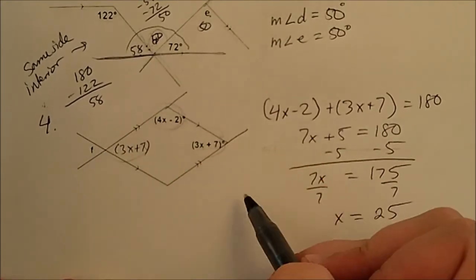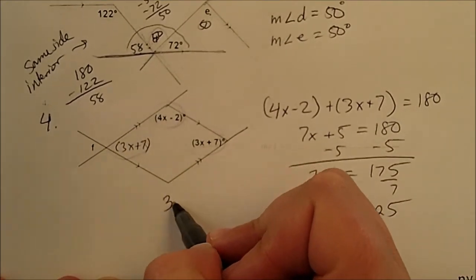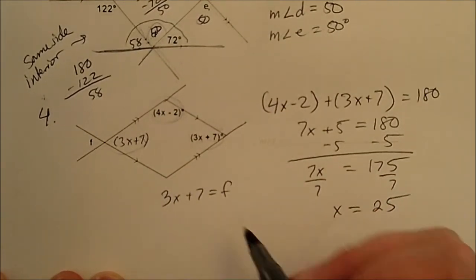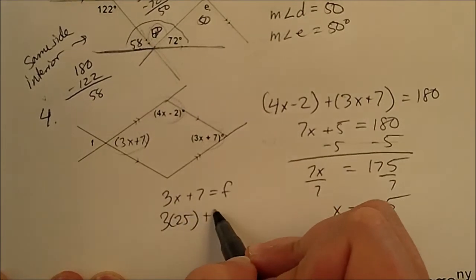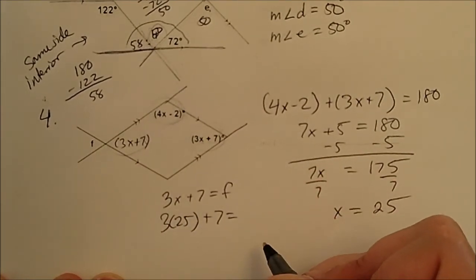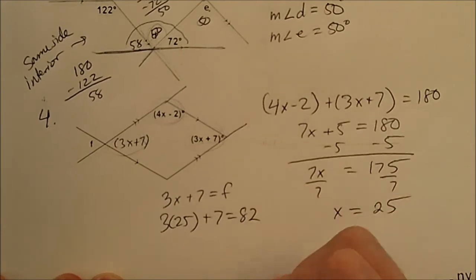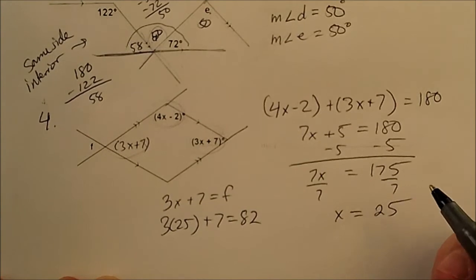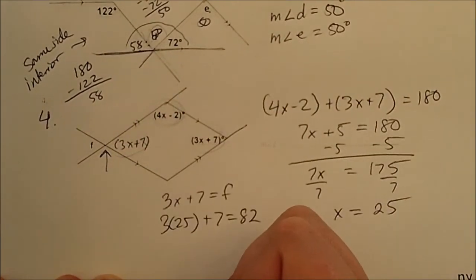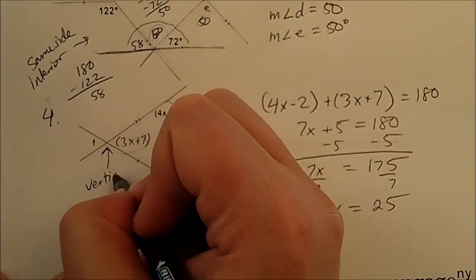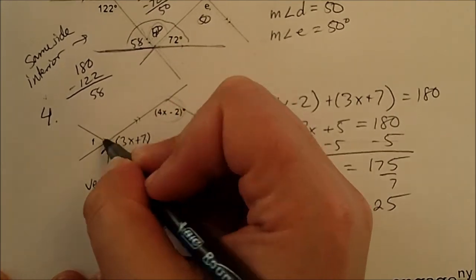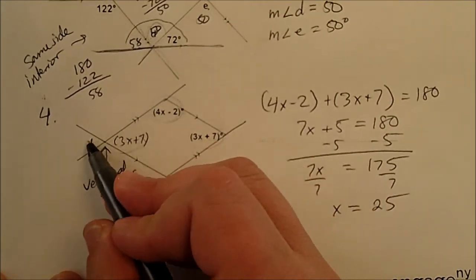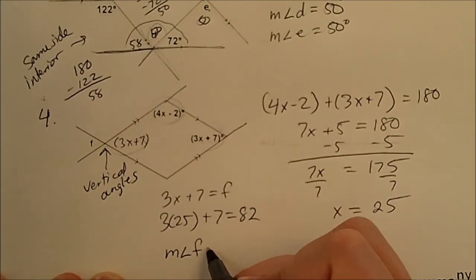So let's take a look: we have 3x plus 7 is equal to F, where x is 25. So 3 times 25 plus 7 is 75 plus 7, which is 82. Well, I realize I might have skipped a step here. Why are these two equal? Because of vertical angles. Using the idea of vertical angles, we know that the measures of these two angles are the same, so the measure of angle F is equal to 82 degrees.